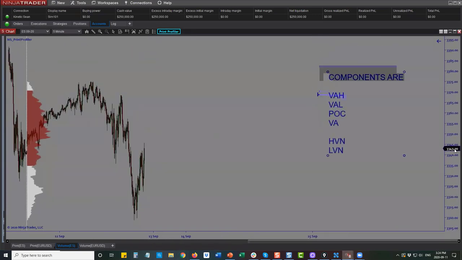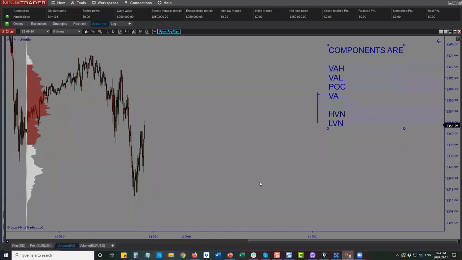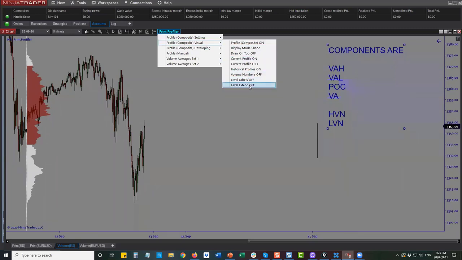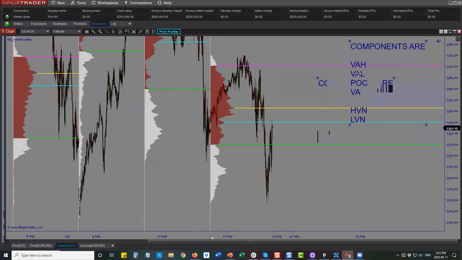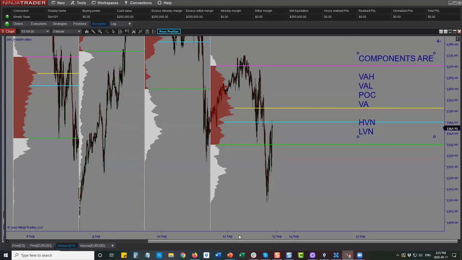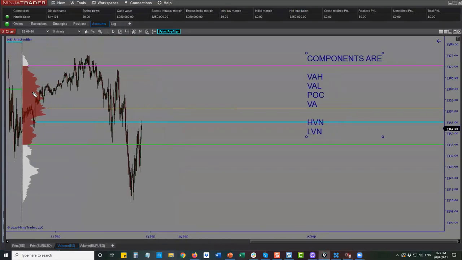So inside of a profile, okay, when we go in and we turn on the settings, I have the ability to go in here and turn levels on. Okay. Labels on. You can turn levels on, et cetera. What this is ultimately, I'm just taking the components of this profile and using our software to identify the value area high, the value area low. And this is for the day, the full day auction. Okay. The point of control. I actually have the VWAP in here. I forgot to write the VWAP.